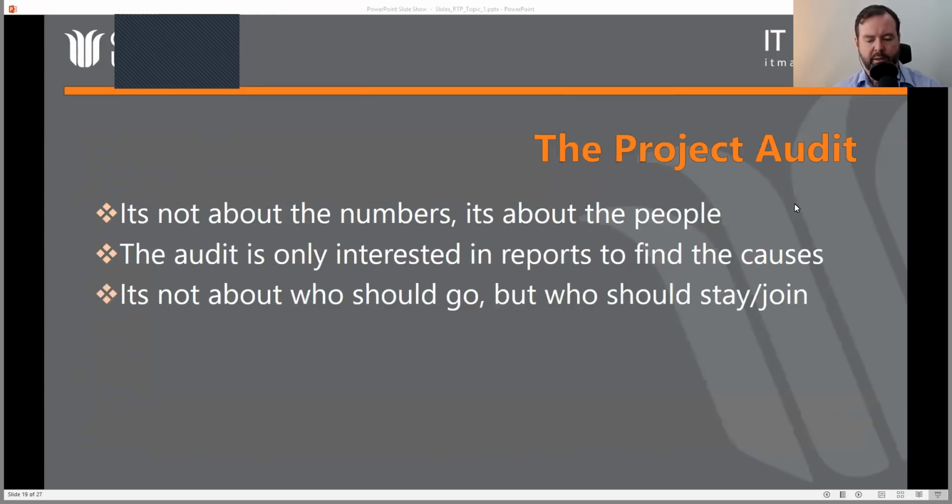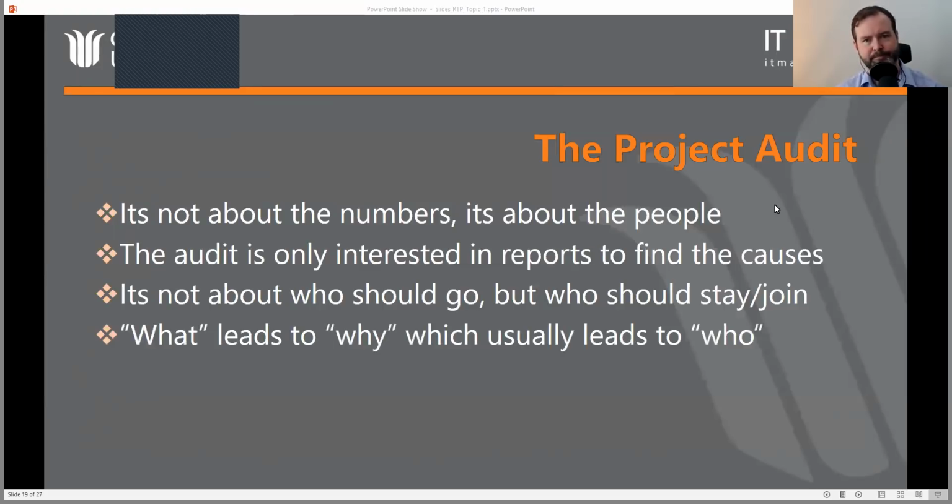So it's not about who should you get rid of. And a lot of the times I get into recovery and people say, oh, you got to fire Fred and you got to fire Mary because they're no good. Well, it's not about who do we get rid of, who do we lose, and who's no good. It's about who do we bring in? Who do we get to do more? Who do we get to do differently?